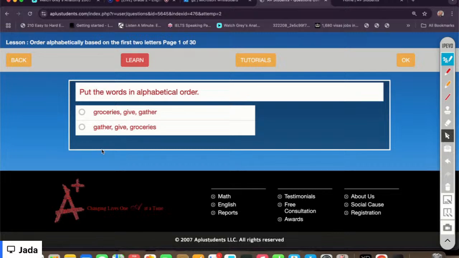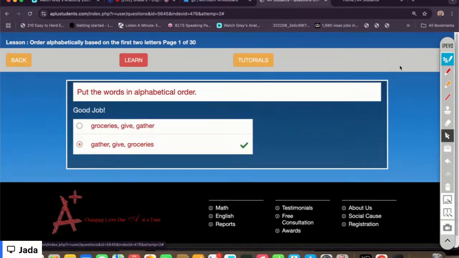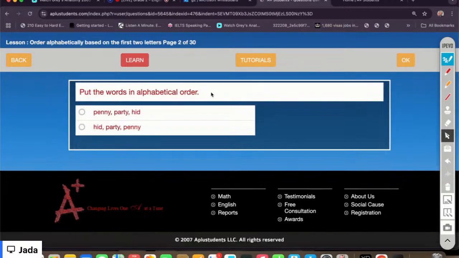All right, so we have gather, give, because A comes before the I and the R. Okay, so next we have penny, party, and hide. What's the right order for this?